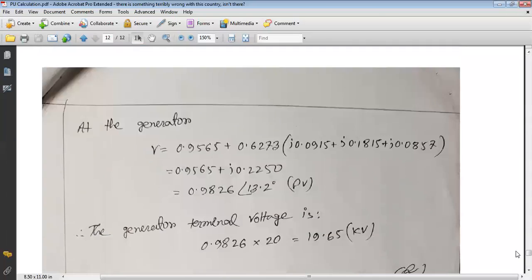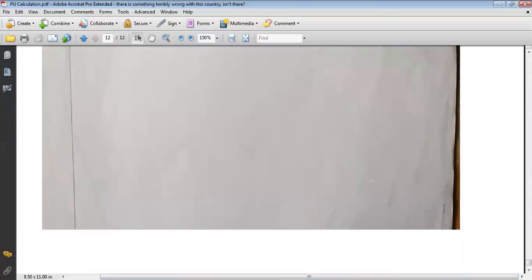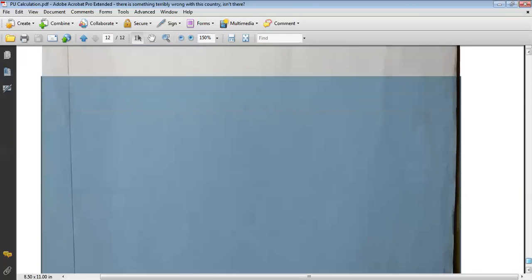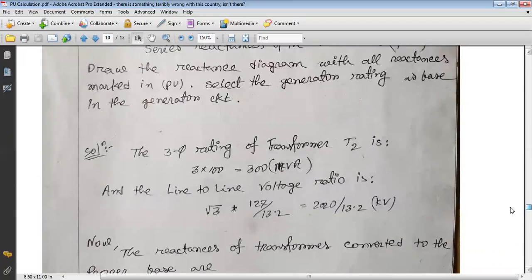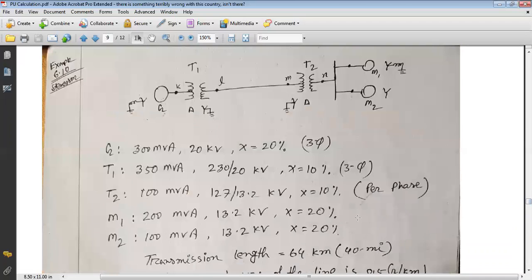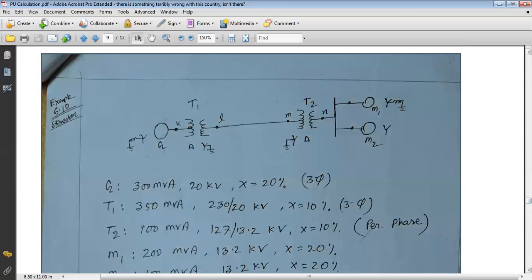So this is all of the per unit lecture, and by completing these 3 lectures, I hope that you are now able to calculate per unit values for any power system. So that's all for the per unit lecture.